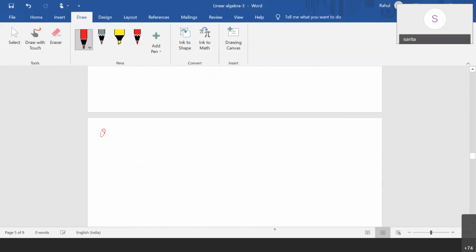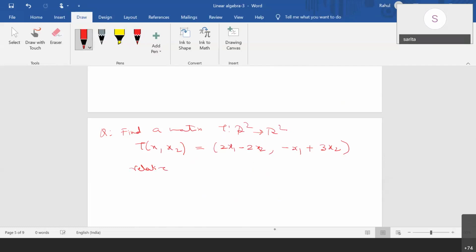So the question is, find a matrix for the linear transformation from R2 to R2, where T(x1, x2) is defined as (2x1 minus 2x2, minus x1 plus 3x2), related to the basis which is not standard: (1, 0), (1, 1).